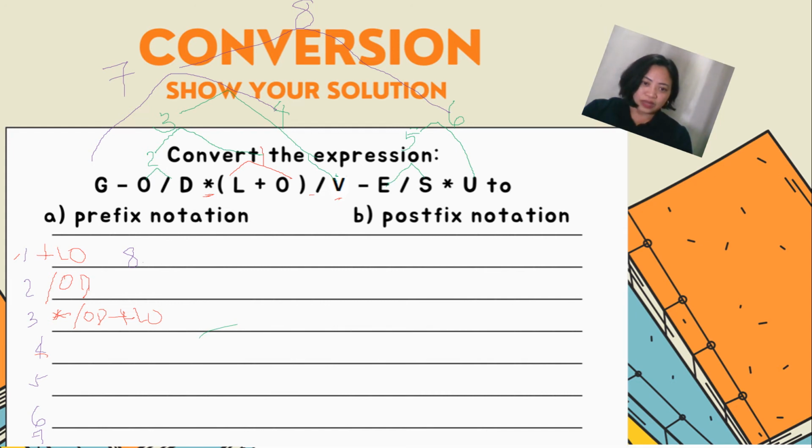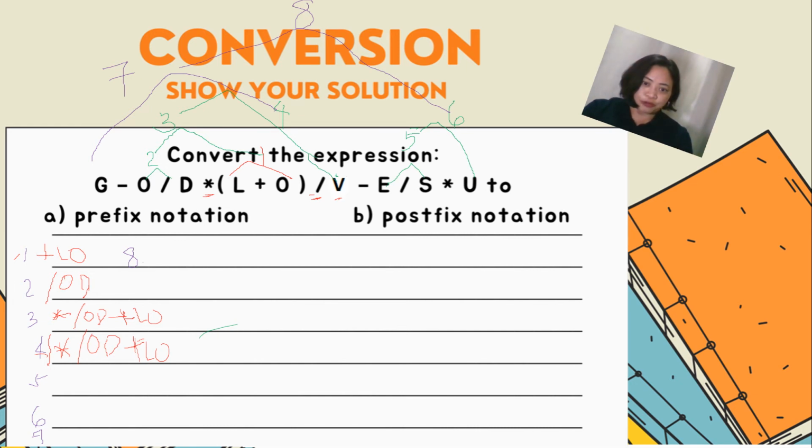So, number 3 ito. Copy lang po natin. So, times divide OD plus LO. Okay. So, number 3. And then divide. So, operator, mauunahin natin. So, dito natin siya lalagay. So, operator, operand number 3, and operand number 4.